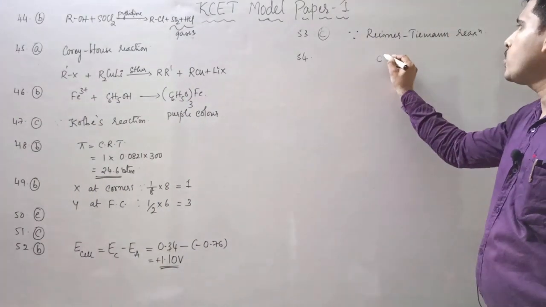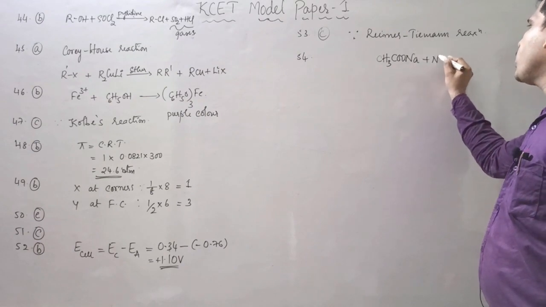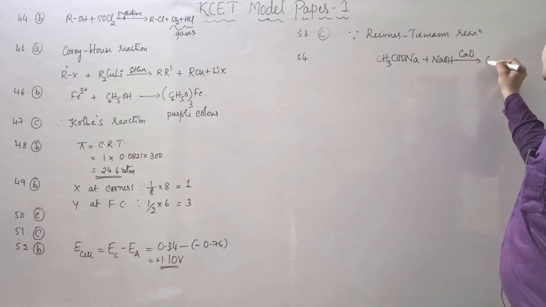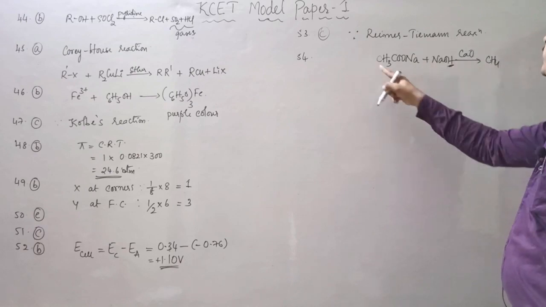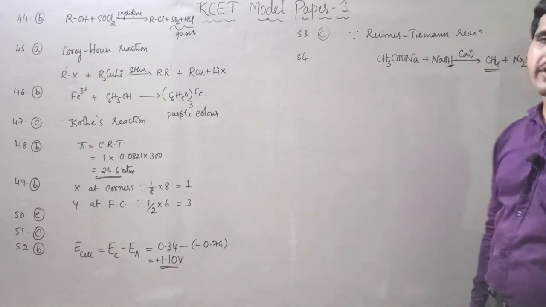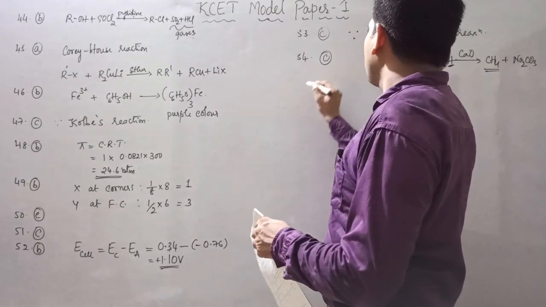That is possible. So CH3COONa, when treated with NaOH in the presence of calcium oxide, you will get CH4, methane, plus Na2CO3. H will be added from here. So this is the possible method to obtain methane. So it is option C.